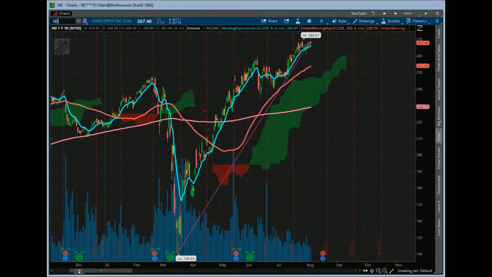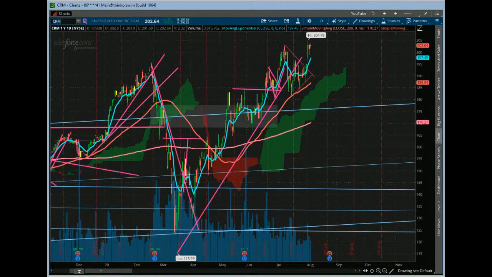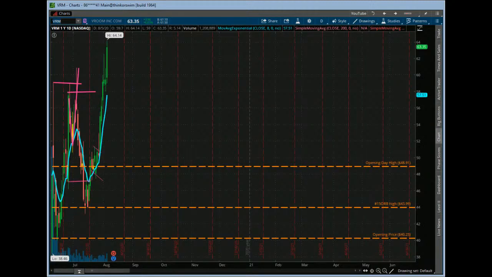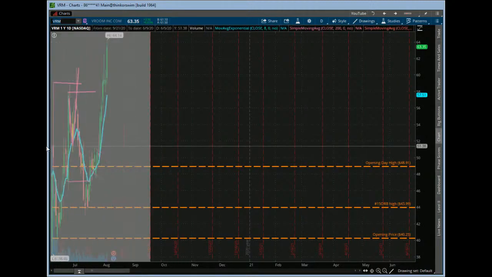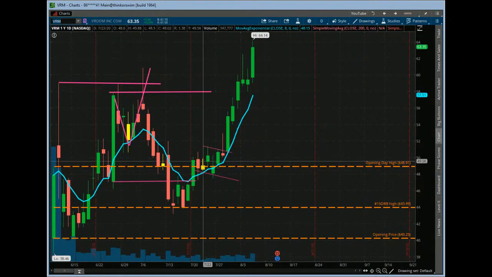CRM, big software name. Inside day up, so just kind of chopping around right now. VRM, Vroom. Big push, guys. This is an epic move on Vroom, guys. We've been talking about this one here. Inside day failed to break down, held the opening day high off the IPO, and then just launched off of that. So big earnings run on Vroom.